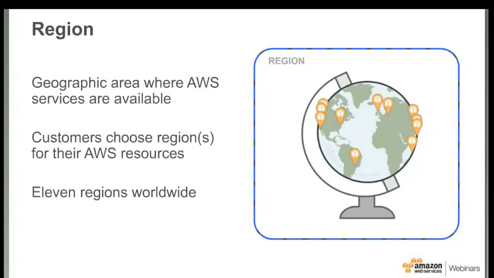Customers choose regions for their AWS resources. So, for example, when you launch an EC2 instance, you select the region it should be in. And customers can select a region based on, for example, latency requirements or legal requirements. And today there are 11 regions worldwide, and that number is growing.